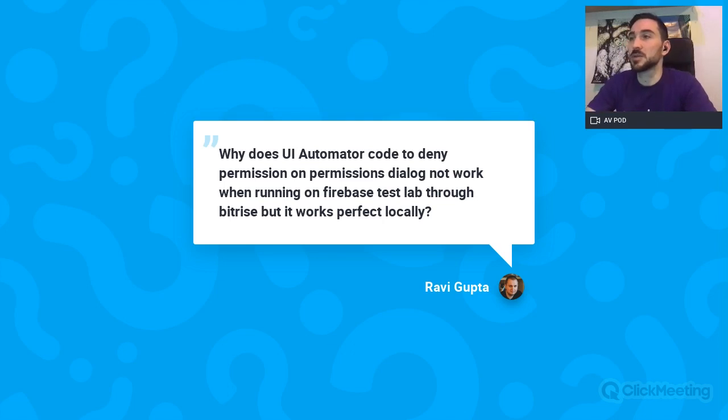Why does UI Automator code to deny permission not work when running on Firebase Test Lab through Bitrise, but it works perfectly locally? To be honest, I'm not 100% sure. We have multiple customers who weren't really facing the same issue. So I would need to look into this a bit deeper, but we will reach out after this webinar.